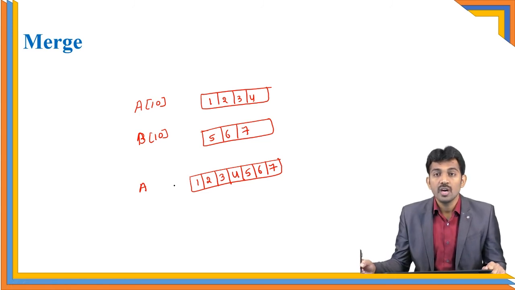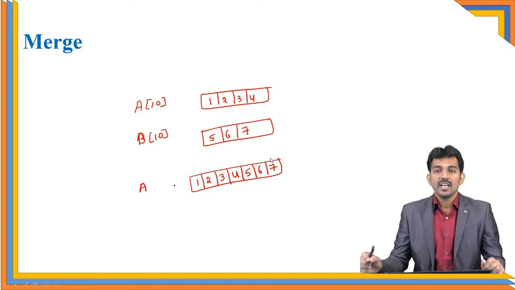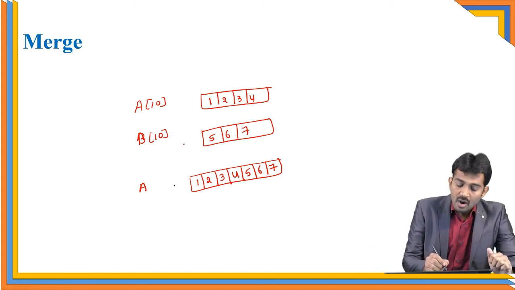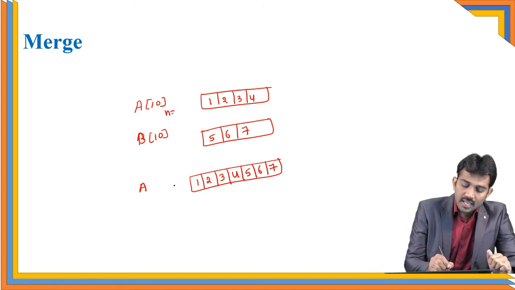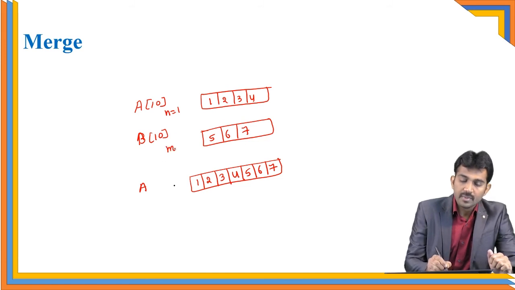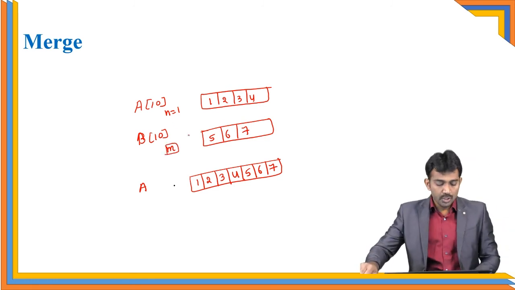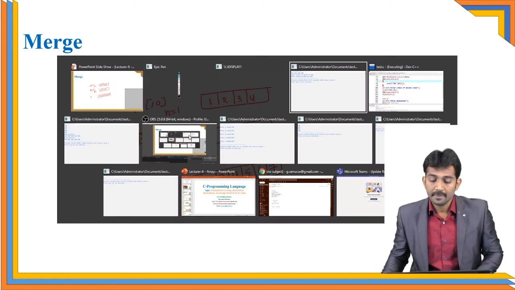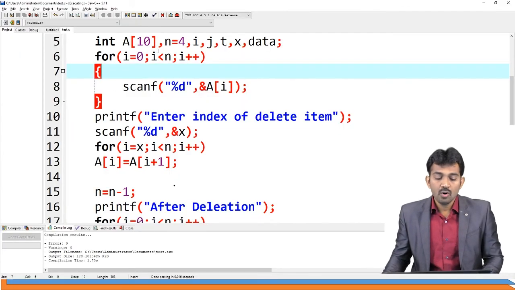So what should I do here? Observe carefully. This length is n and this length is n, right? This length is m, right? After the nth place, I should include the m value. I'm going to write a code for this.